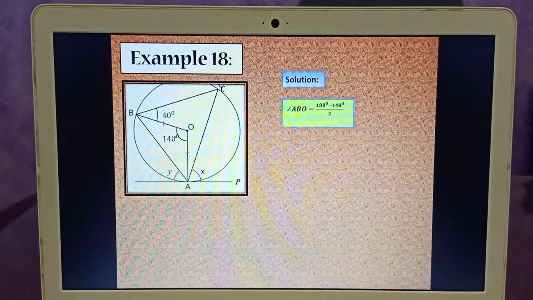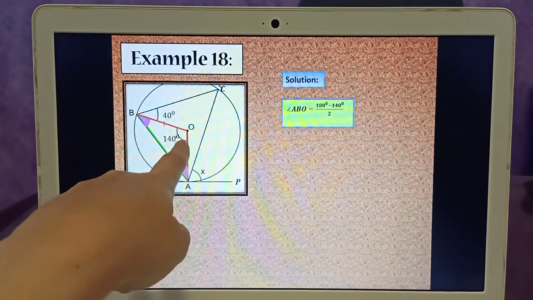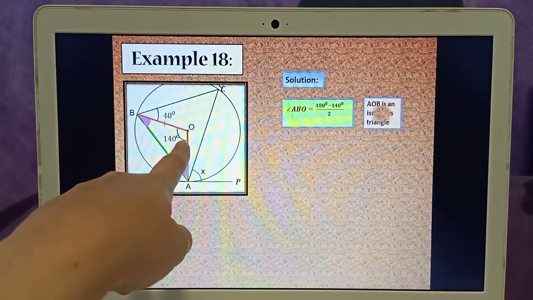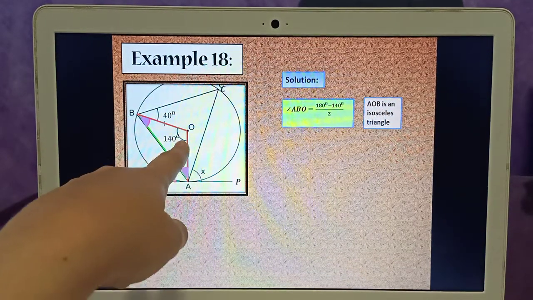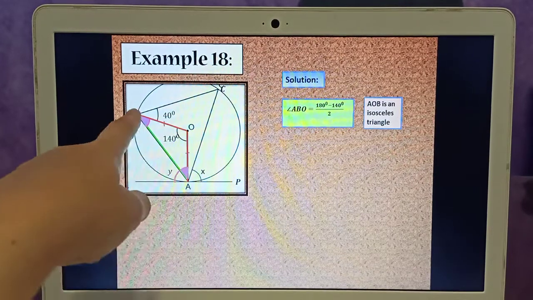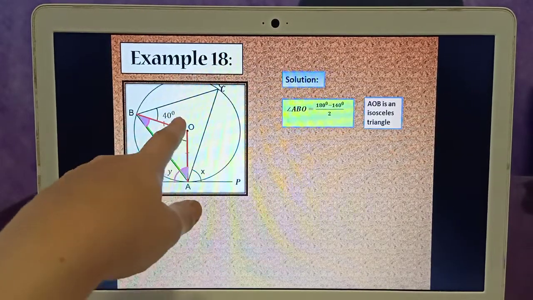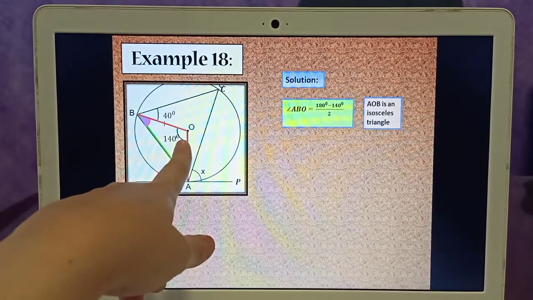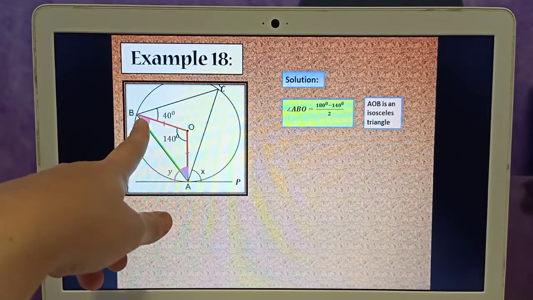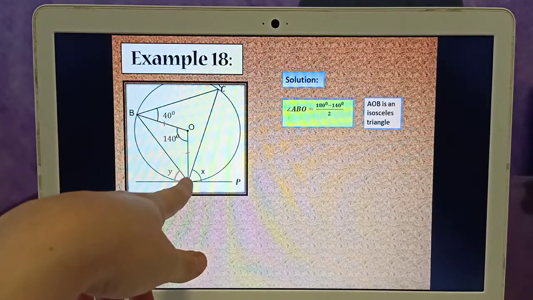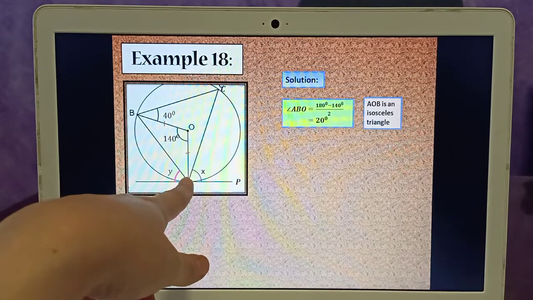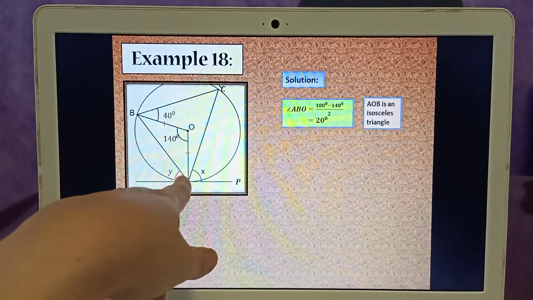So in order to get x, I need to look at the angle subtended at the center here, and I will look at the isosceles triangle. So 180 minus 140, I will get 20 degree. So this angle is actually 20 degree.